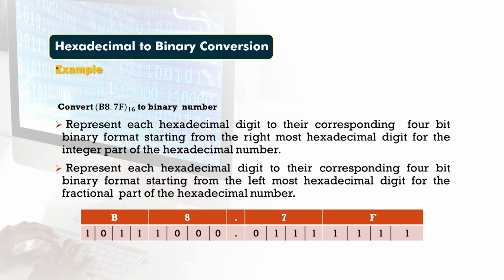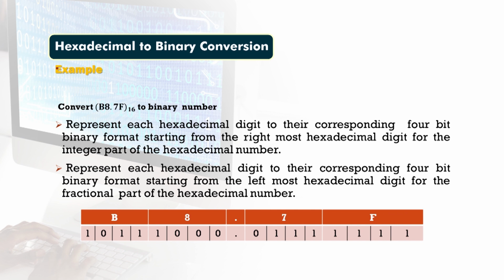So, we will convert it into the 4-bit binary number, that is 0111. Then we have F, which we convert again to the 4-bit binary number, that is 1111. So, now we have got the binary conversion of the hexadecimal number, that is 101100.0111111. This is the equivalent binary representation of the hexadecimal number B8.7F.